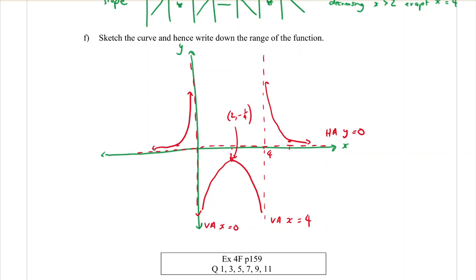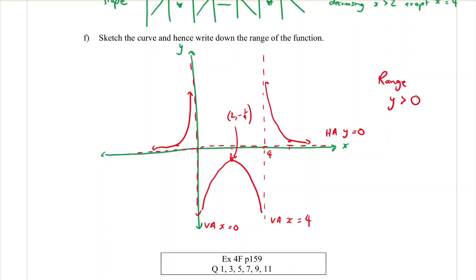And that's it. Oh, wait, no, it's not it. Because the question says write down the range. Okay, so the range of the function is talking about the y values. For the two parts that are up here, they can go as far as they want up, but they're never going to get below the 0. So we'd say y is greater than 0. Y is greater than, not equal to, because it can't hit that asymptote.